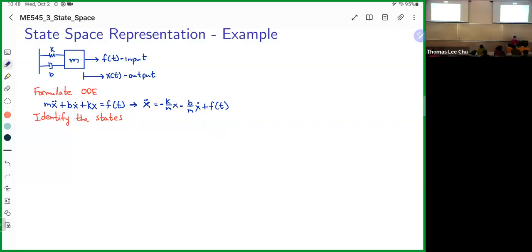Okay. How many states do we have in this equation now? Try again. Two. Yeah, exactly. It's because x double dot is not linearly independent. It's dependent on position and velocity. And f of t is an input. It's not a state. So that means position and velocity are our states. When I put them in our state vector, it's going to look like this.